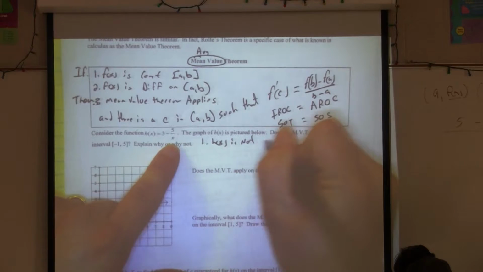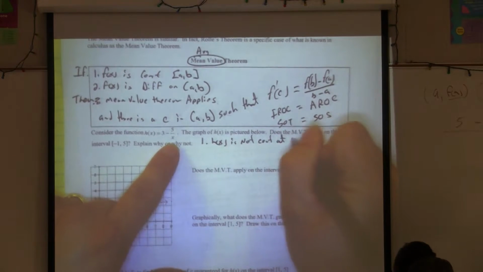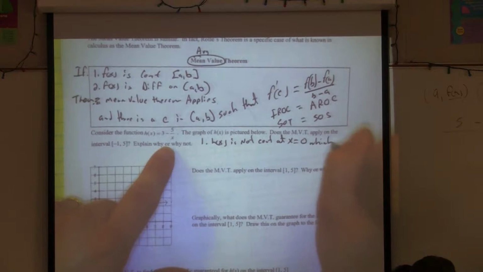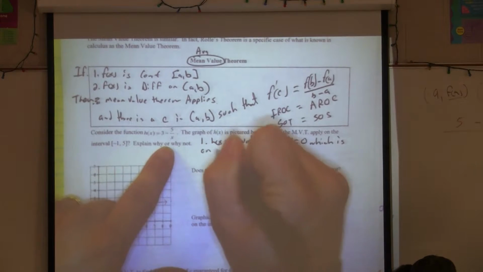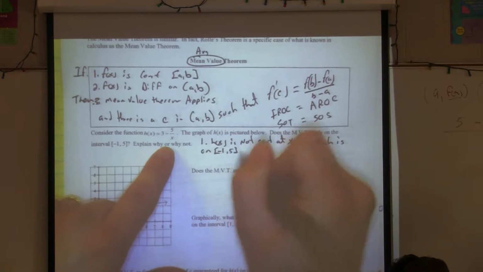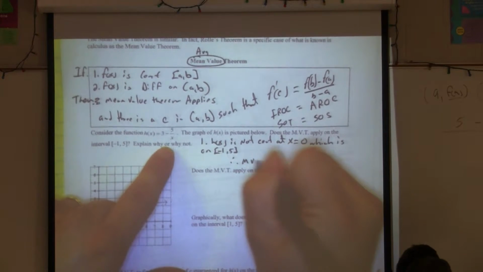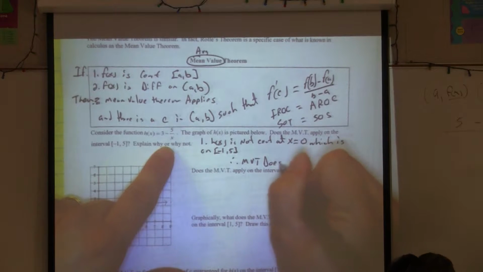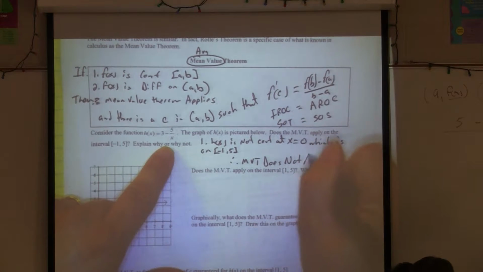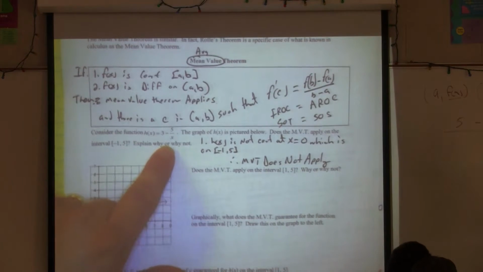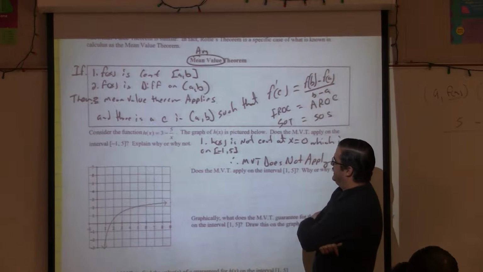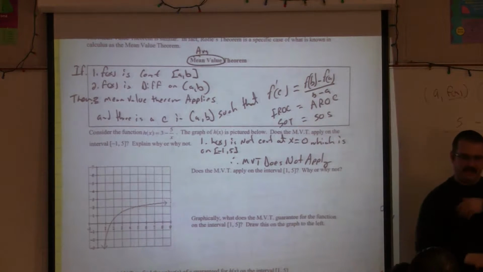It's not continuous at x equals 0, which is on the closed interval negative 1 to 5. Therefore, what? Mean value theorem, no. Excellent. MVT does not apply. Got it? What if I change the interval and now I say from positive 1 to 5?